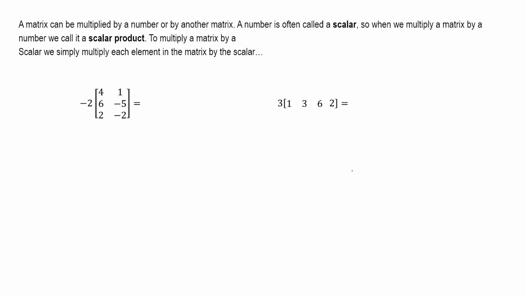A matrix can also be multiplied by a number or by another matrix. And there are actually two kinds of matrix multiplication. One is called finding the scalar product, or scalar multiplication.